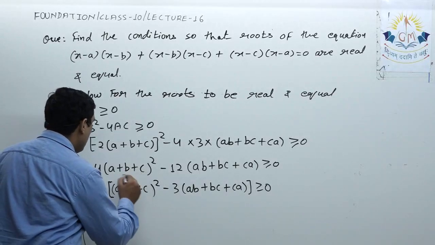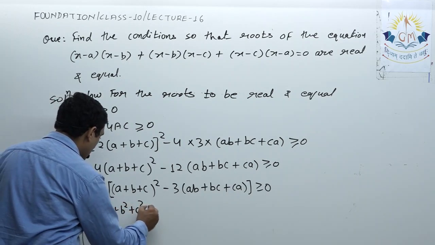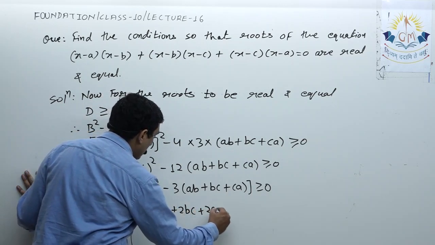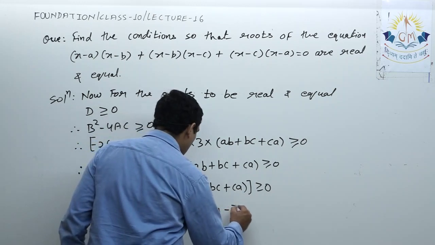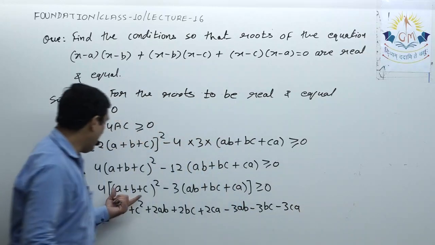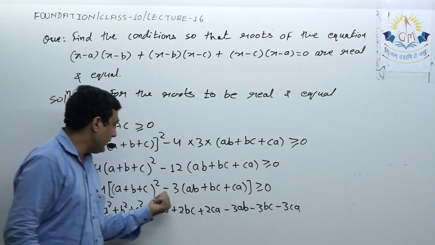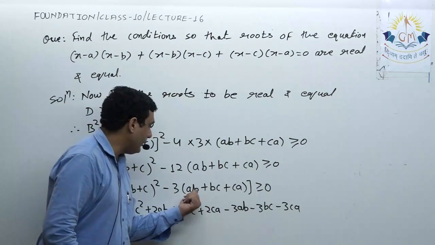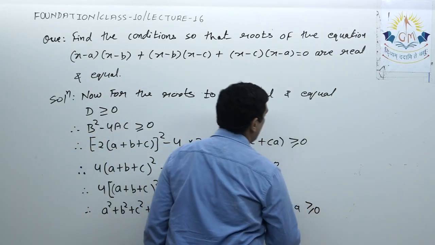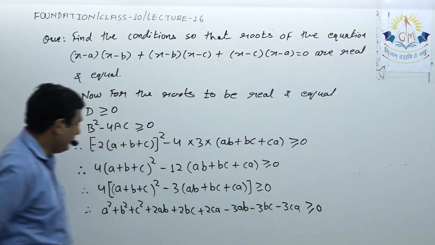Now here I will apply the identity of (a plus b plus c) whole square, that is a square plus b square plus c square plus 2ab plus 2bc plus 2ca, minus 3ab minus 3bc minus 3ca. Okay, here I expanded this, a square plus b square plus c square plus 2ab plus 2bc plus 2ca, then I multiplied with minus 3, minus 3ab minus 3bc minus 3ca, that is greater than or equal to 0. Okay, so note it down up to this point, then we'll see how to solve it further.